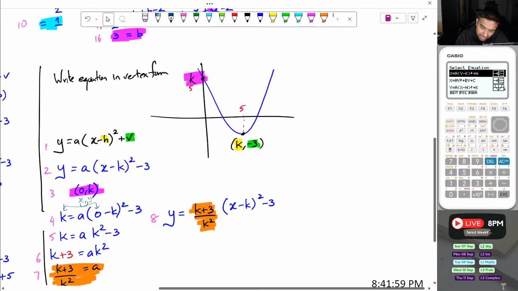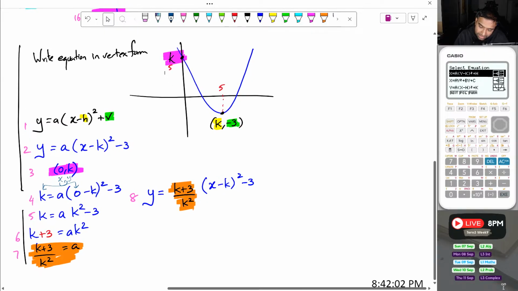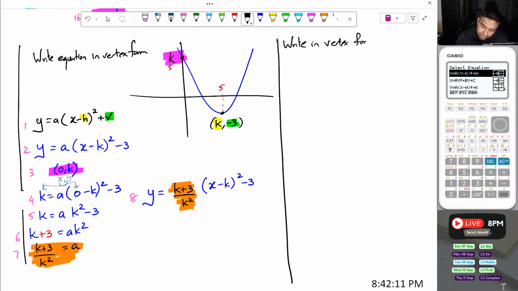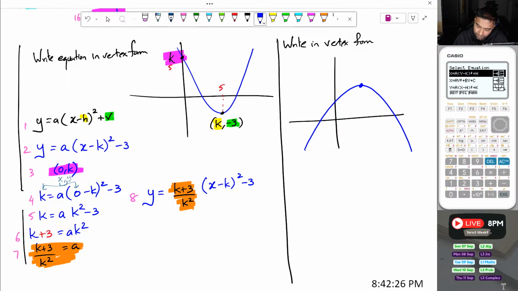All right, let's do one more. So I will leave the working again on the side there for you guys to follow. So write in vertex form again. This time I'm just going to mess around with you. We're going to go with 3 and P, and then we're going to give this as R.